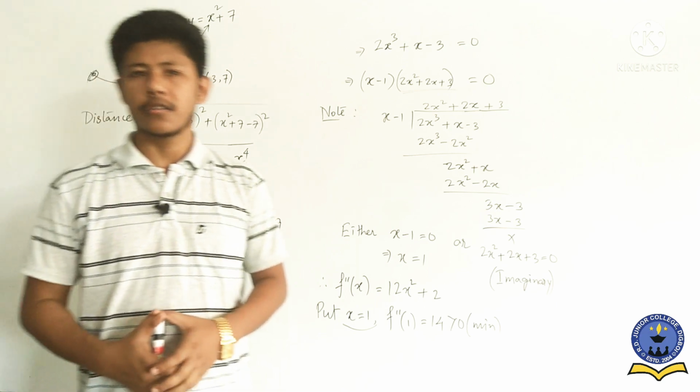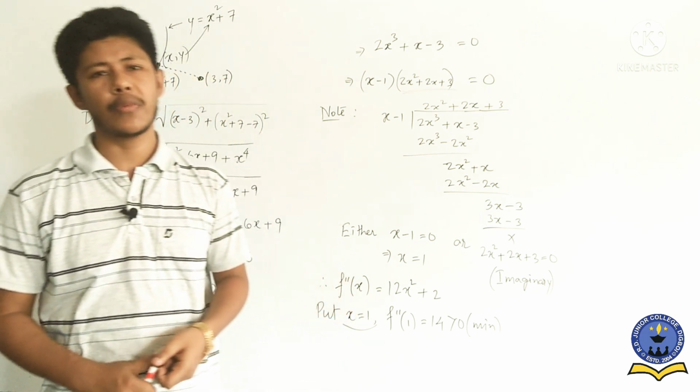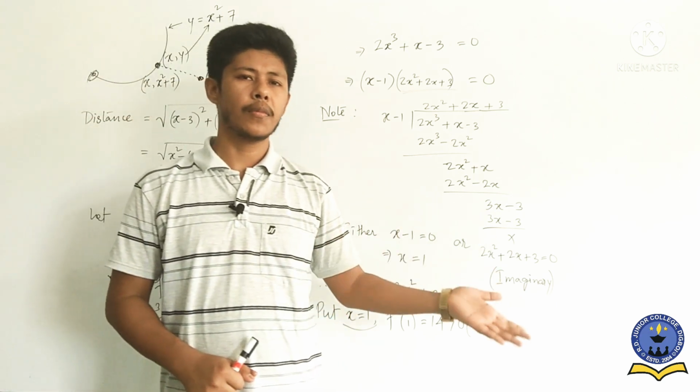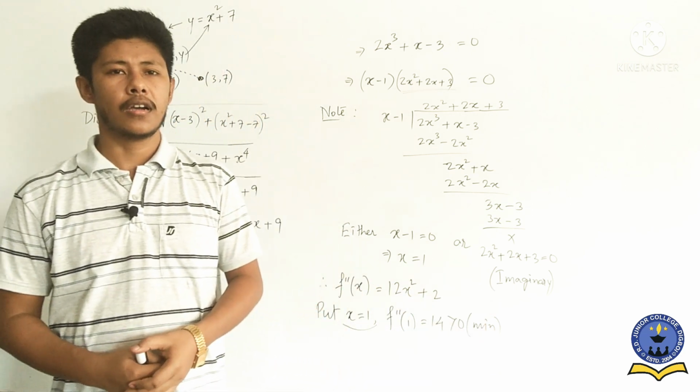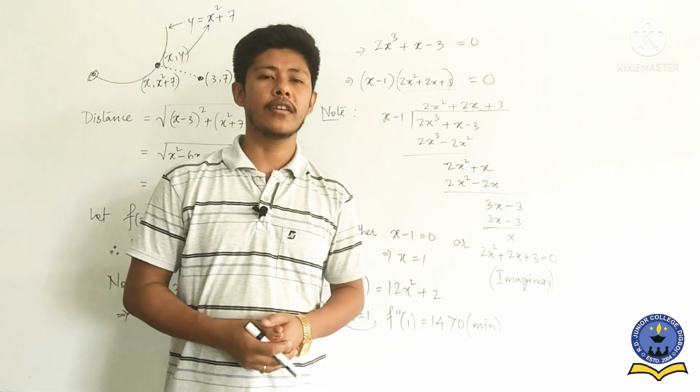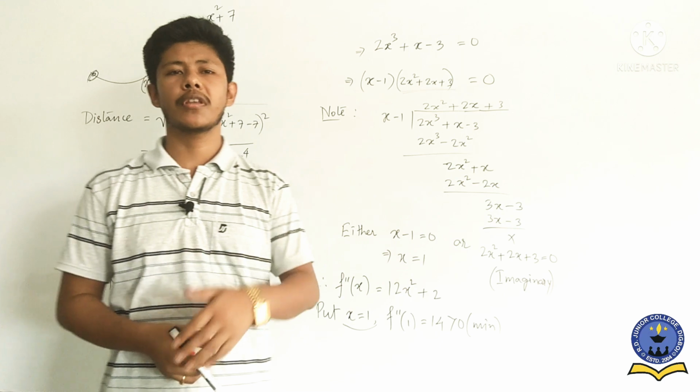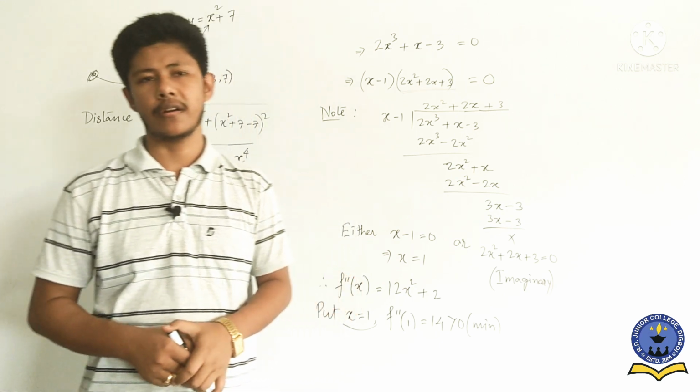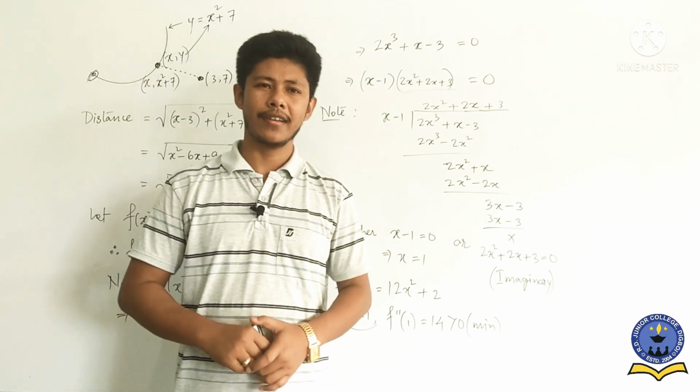Is it clear? So here we complete our maximum and minimum part. In our next class, we again repeat the derivative parts. That means the first derivative and second derivative, again we repeat there. Is it clear? Okay. Thank you.